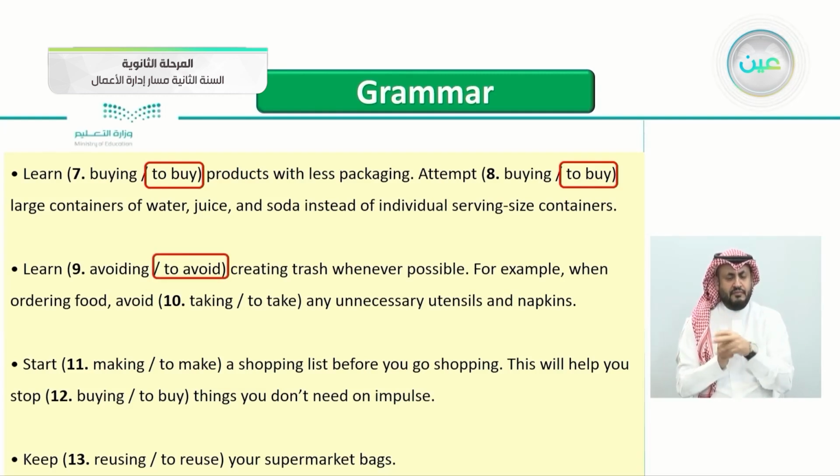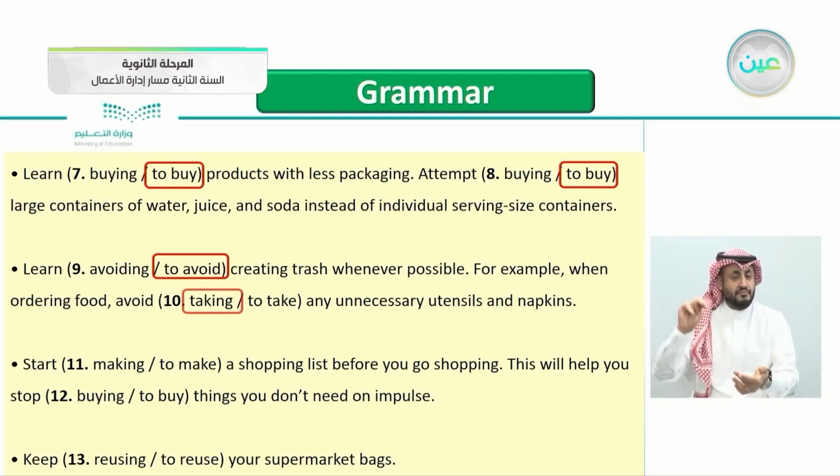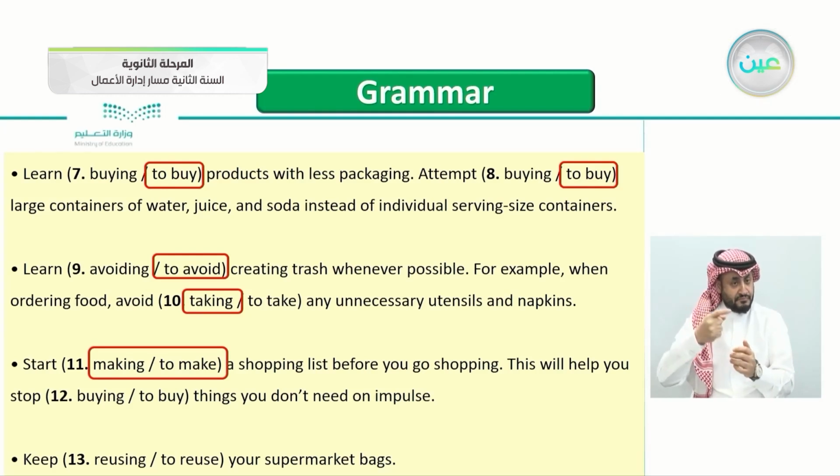For example, when ordering food, avoid taking or to take any unnecessary utensils and napkins. So, the verb avoid. Do we say avoid taking or avoid to take? Yes, avoid taking any unnecessary utensils and napkins. Number 11 here, start making or to make. Yes, that's correct. Both of them are correct. Start making or start to make a shopping list before you go shopping.